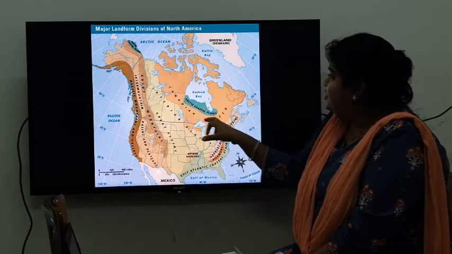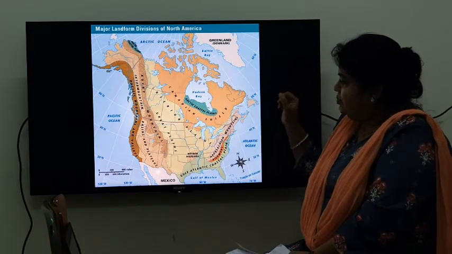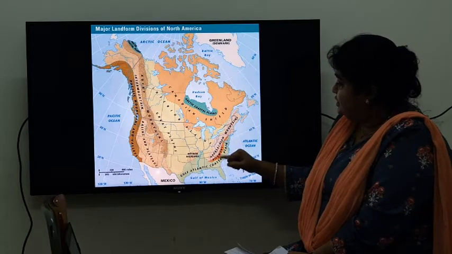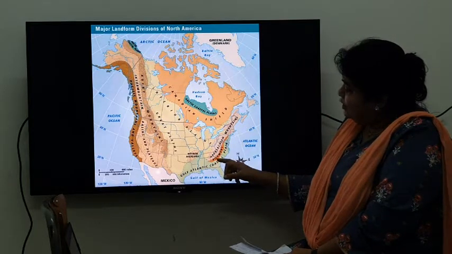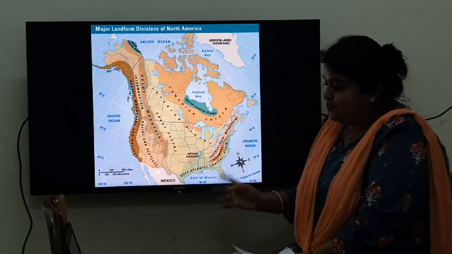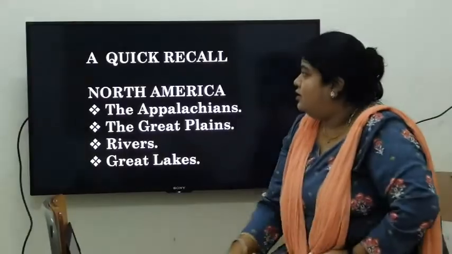Then we have the Canadian Shield. Then along the Hudson Bay we have Arctic Coastal Plain. Towards the southeast we have Appalachian Mountain ranges, which we discussed just now. Next, towards the east of it we have Piedmont plateaus. Then below that we have Gulf Atlantic Coastal Range. So this is the general map about the physical divisions of North America.